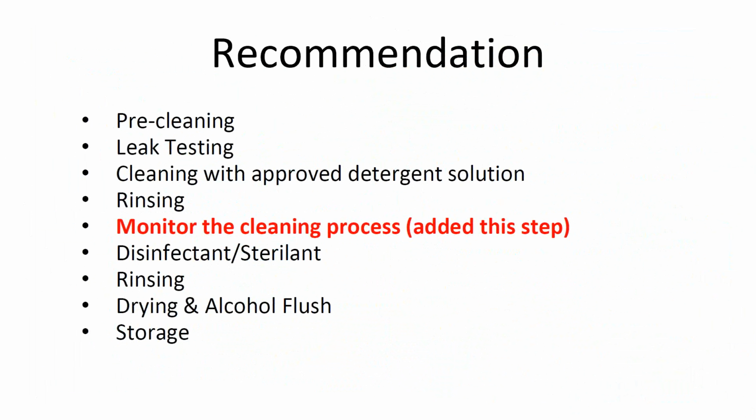So these are the sections in order of reprocessing an endoscope. And as you're used to, you see pre-cleaning, leak testing, manual cleaning with the detergent solution, rinsing after cleaning to remove the detergent and any residual debris that has been loosened. And then a section that's been added in ST91 is a recommendation for monitoring the cleaning process. And we will discuss that in greater detail later on in the presentation. The next section would be disinfection or sterilization for the endoscope, rinsing after disinfection to remove any residual chemical, and then also drying, an alcohol flush for the endoscope, and then also storage. Next slide, please.